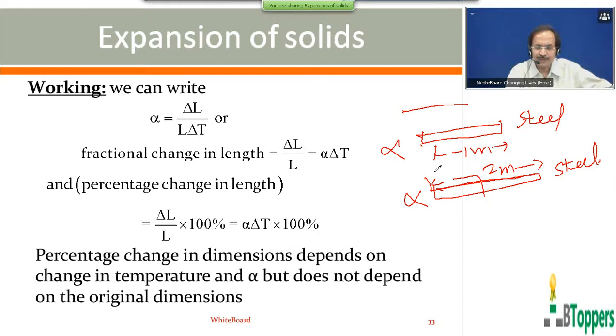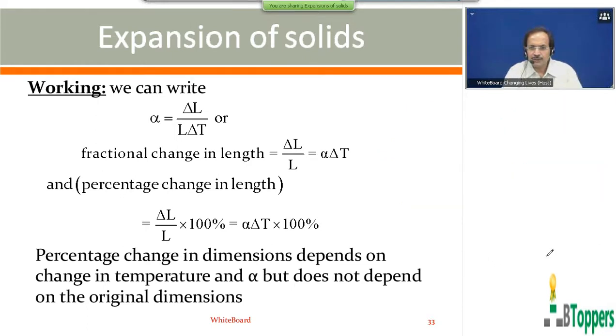But percentage change in the length does not depend on the initial length. So percentage change in the length of the second rod is the same as the percentage change in the length of the first rod. So percentage change in the length or linear dimensions depends only on change in temperature and the coefficient of linear expansion. Those who want to copy the working, take a pause and finish writing up to here. I want to show the continuation here.